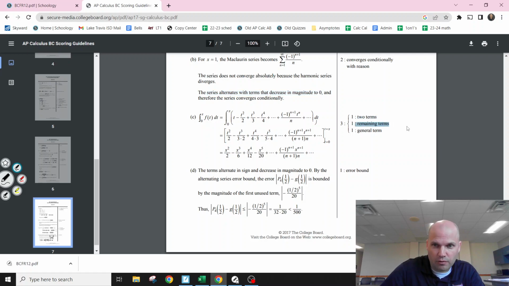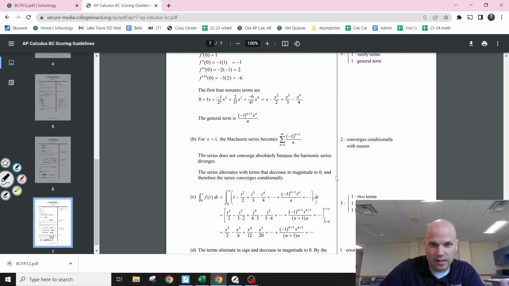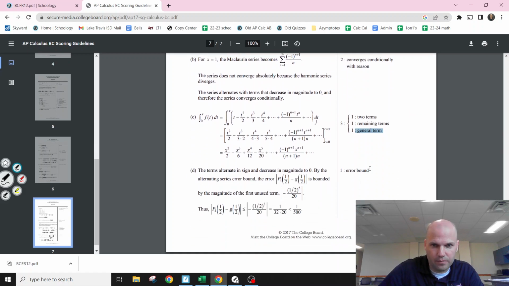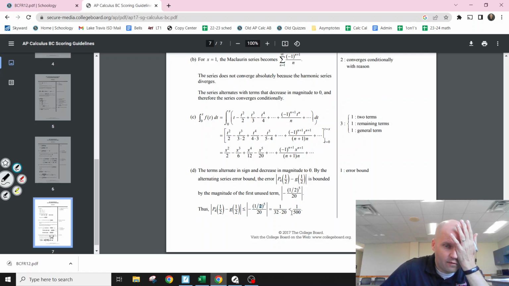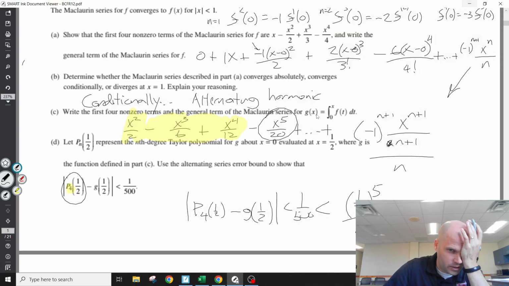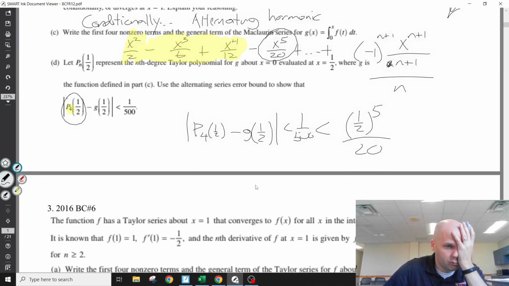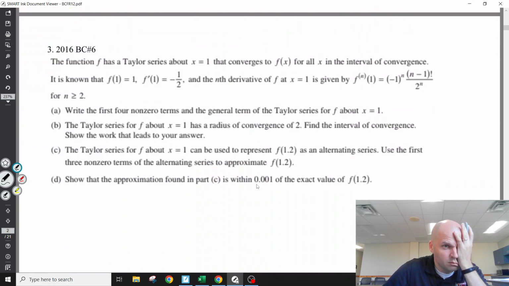Getting the 2 terms, getting the remaining terms, getting the general term. 3 points, guys. It's not bad. Like, we could do this if you just try. Getting the error bounds just 1 point. There it is. 1/2 to the 5th over 20. Not sure if they accept it, just like writing that, but looks like it.